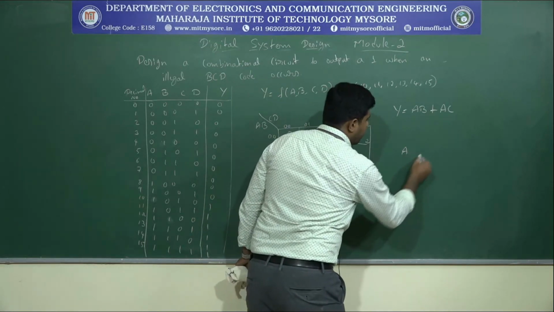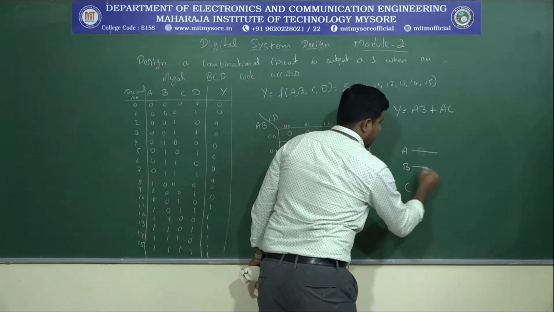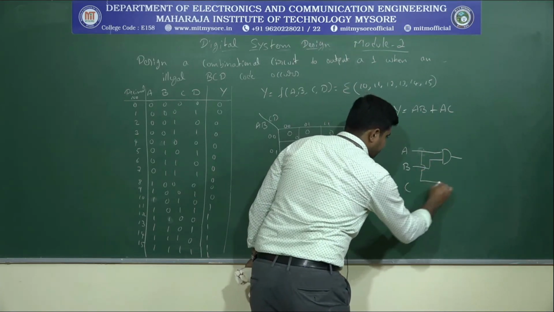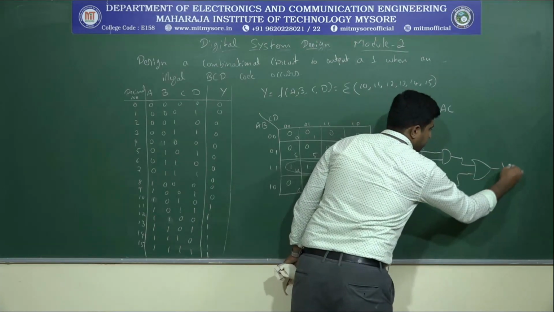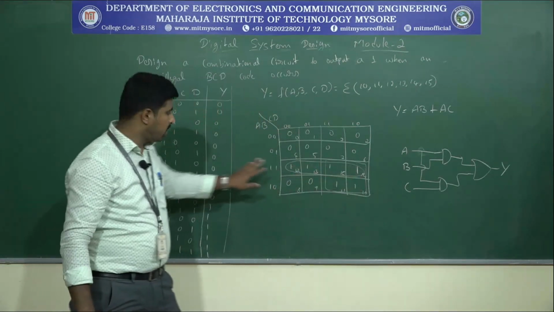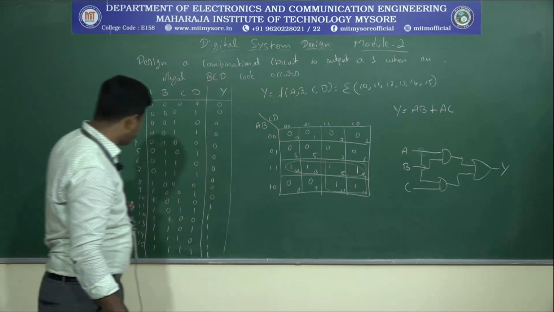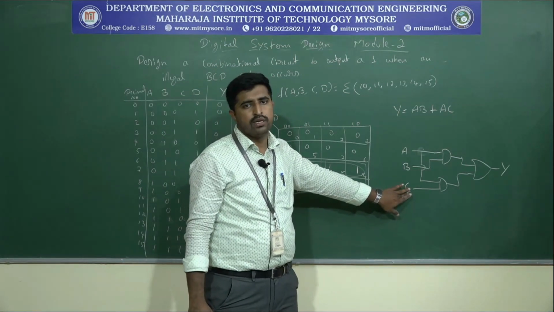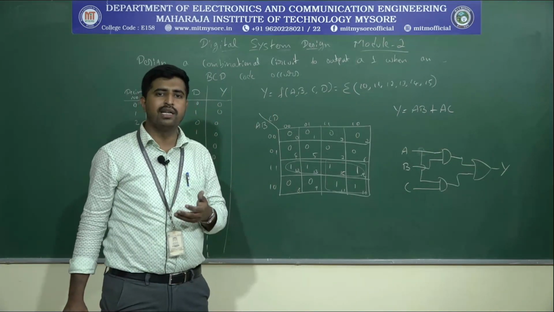We have A, B, C. A and B are ANDed together, next A and C are ANDed, and these two go to an OR gate that gives Y. So this circuit gives logic 1 when we have a non-BCD code. That means when we have 10, 11, 12, 13, 14, 15, the output will be 1. For the remaining inputs, the output will be 0. This is how we design combinational circuits.